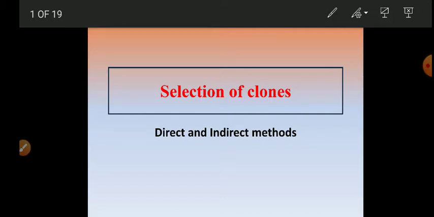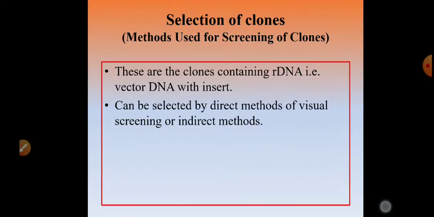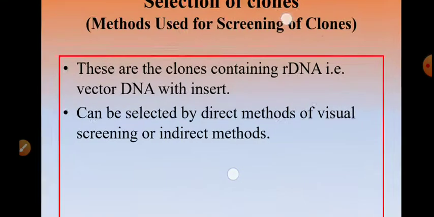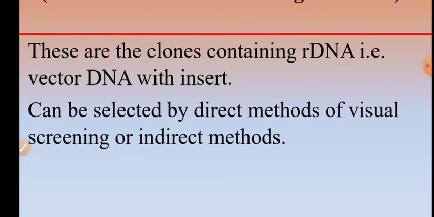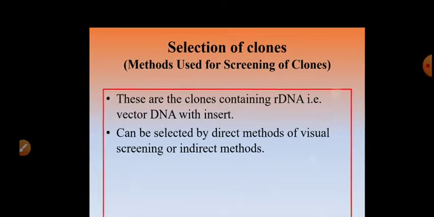Clones are those bacteria, those organisms which contain recombinant vector inside them, which contain the recombinant DNA having foreign DNA inserted inside it. So how to select the clones? There are direct methods, there are indirect methods. Okay, now selection of clones. Clones contain recombinant DNA, that is vector DNA with foreign DNA inserted inside them, and they can be selected by direct methods of visual screening or by indirect methods.